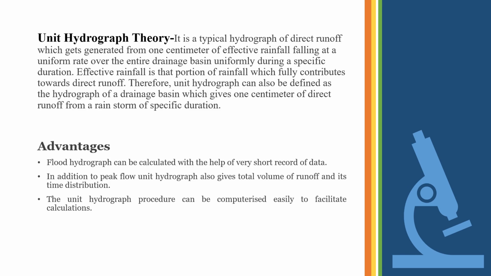Unit hydrograph theory. It is a typical hydrograph of direct runoff which gets generated from 1 centimeter of effective rainfall falling at a uniform rate over the entire drainage basin uniformly during a specific duration. Effective rainfall is the portion of rainfall which fully contributes towards direct runoff. Therefore, a unit hydrograph can also be defined as the hydrograph of the drainage basin which gives 1 centimeter of direct runoff from a rainstorm of specific duration.